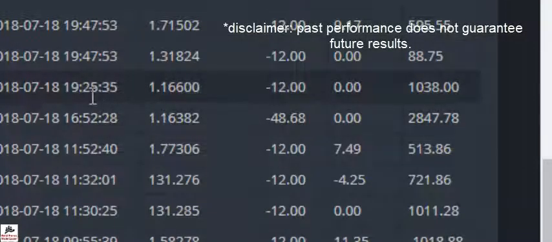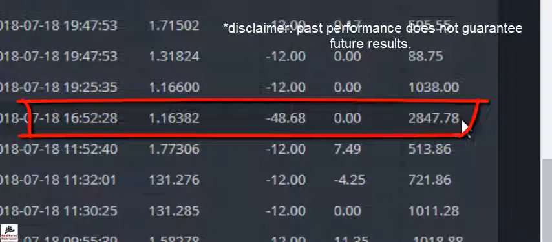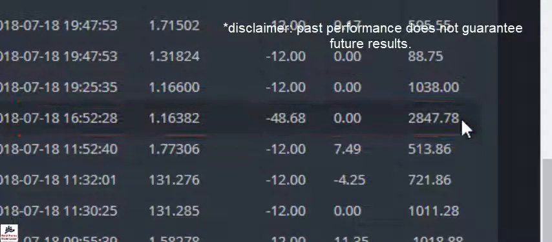This is another subscriber's account, and I want to show you one particular trade that I executed this morning with the news, and you can see the profit that this subscriber has earned. They were able to earn $2,847.78 on just this one trade alone. So you can see the power and the potential of using a trading account that has substantial capital, right? It takes money to make money.